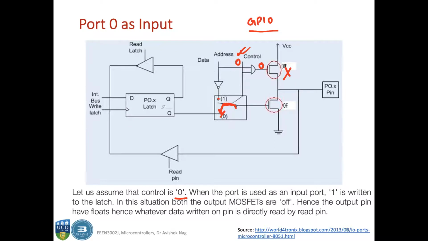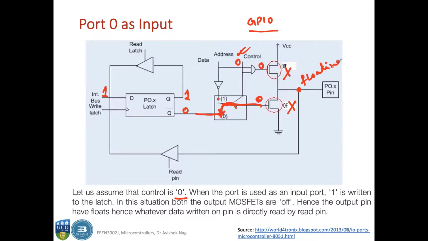Now if you want to use this as a read port, then you put a 1 here, as you do for all the ports. If you put a 1 here, the Q output will be 1, but the Q bar output will be 0, and since the Q bar output is 0, this will be going here. So here the input of the transistor is 0, so this transistor is also off. Both these transistors are off, so that means this point is floating.